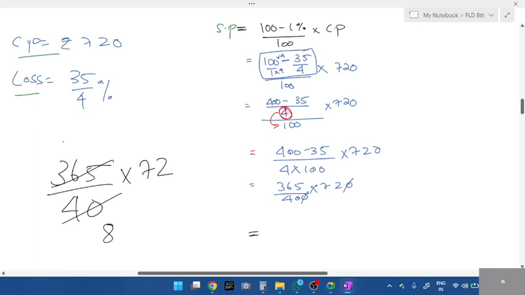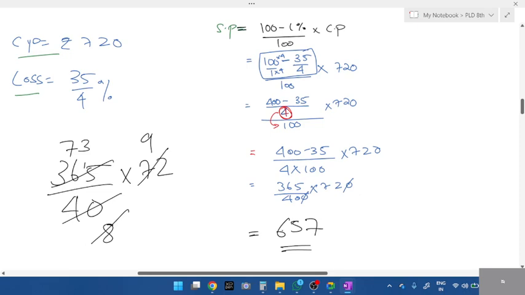5 8s are 5. Okay, 8 ones are 8, 9 nines are good. 73 into 9 is 657. Good. All of you got 657?